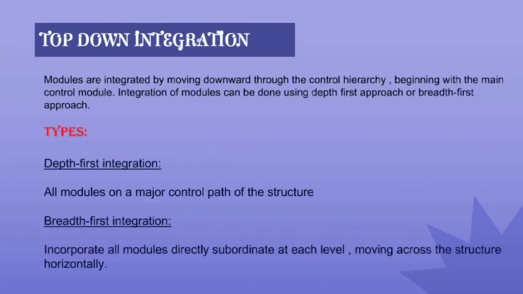Top-down integration. Modules are integrated by moving downward through the control hierarchy, beginning with the main control module. Integration of modules can be done using depth-first approach or breadth-first approach. Depth-first integration integrates all modules on a major control path of the structure. Breadth-first integration incorporates all modules directly subordinate at each level, moving across the structure horizontally.